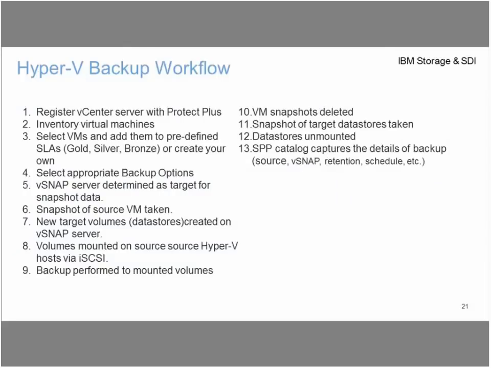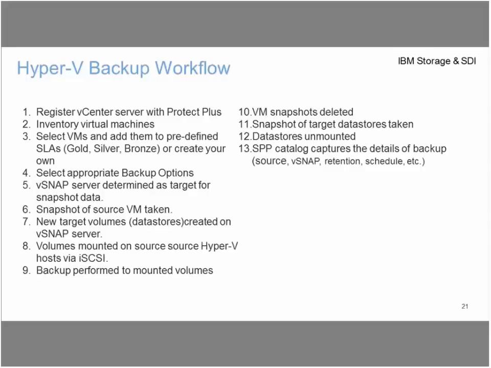What's the workflow? It's essentially exactly the same, except for step 8. Instead of mounting the volumes to the ESXi, obviously in this case we are going to mount them to the Hyper-V server or Hyper-V host via iSCSI. But essentially everything else remains exactly the same in regards to the process. You're going to register the Hyper-V server, you're going to discover or inventory the virtual machines, you're going to select the SLA that you want to use to protect them.